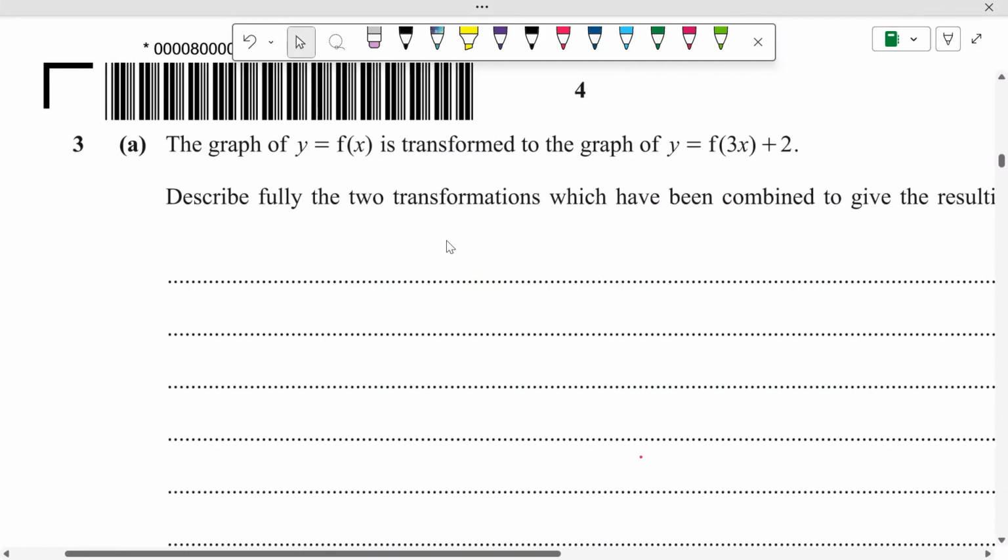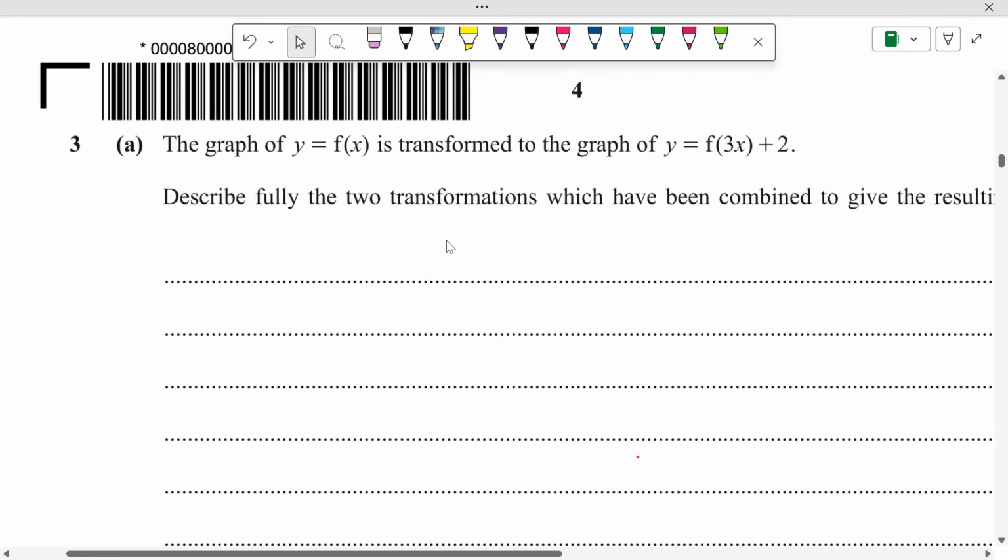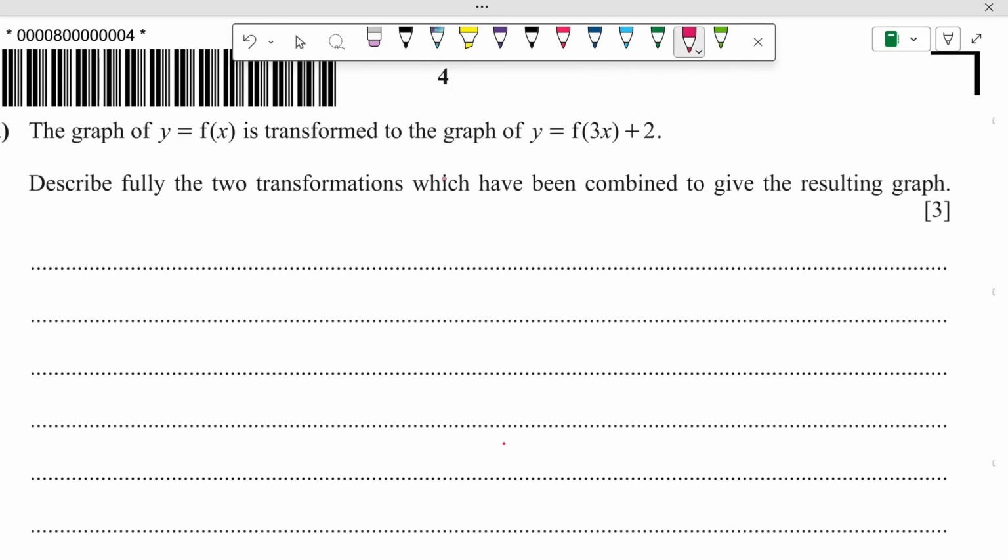Okay, we are going to start question number 3. The graph of y is equal to f of x is transformed to the graph of y is equal to f of 3x plus 2. Describe fully the two transformations which have been combined to give the resulting graph.